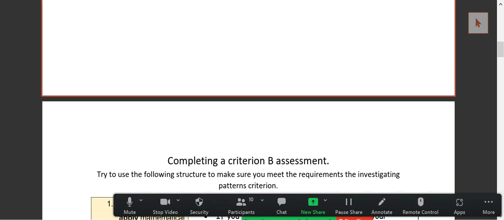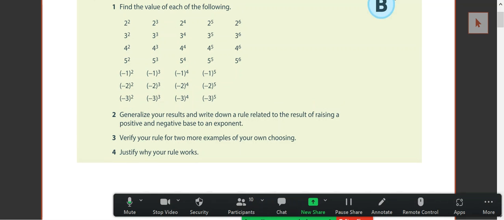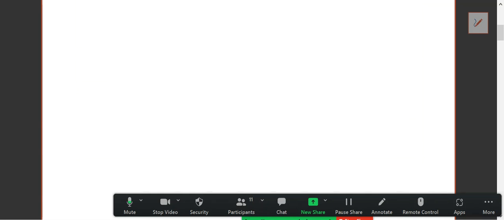First off, we're going to have a look at this investigation, and we're looking at the value of each one of these. How were you with working out those values? I know I had one question, and we sorted that out. Did everyone understand what it means to have these exponents, the small numbers? Yeah, okay.